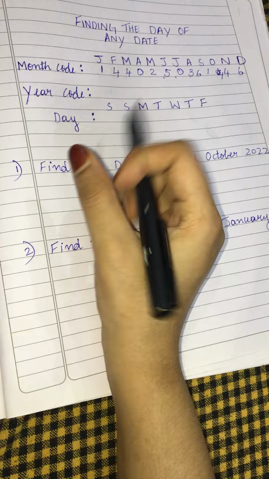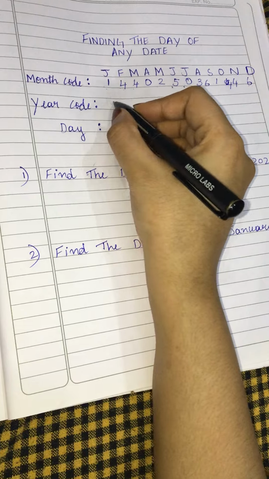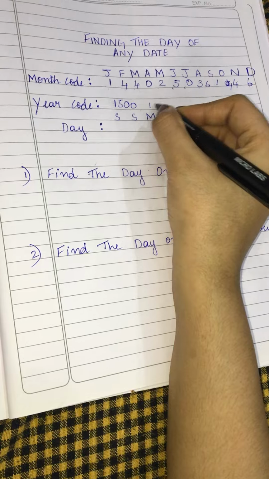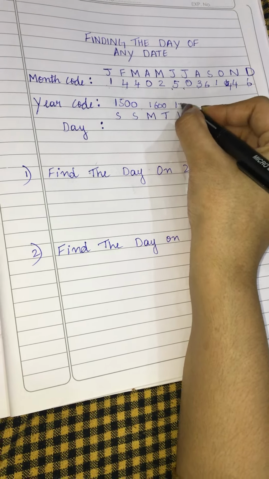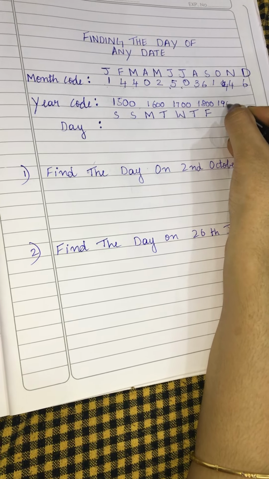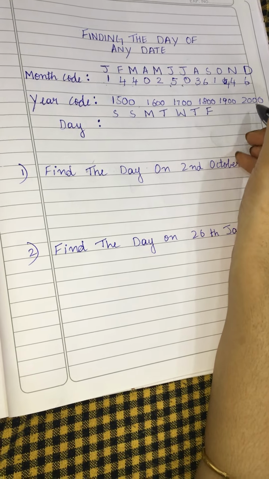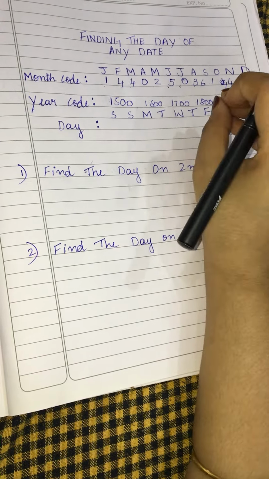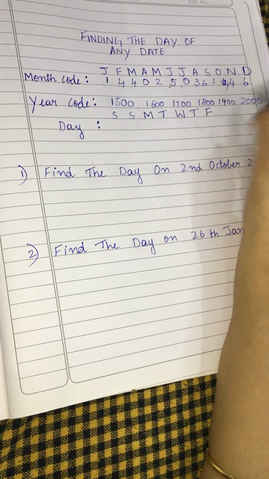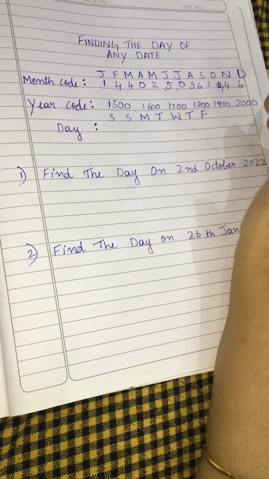Now the year. What are the years here? See, what type of dates will we get? 1500, 1600, 1700, 1800, 1900 and 2000. For 2000 we'll get years like 2022, 2023, 2024, and also years like 1950, 1860. Such types of years we'll get.